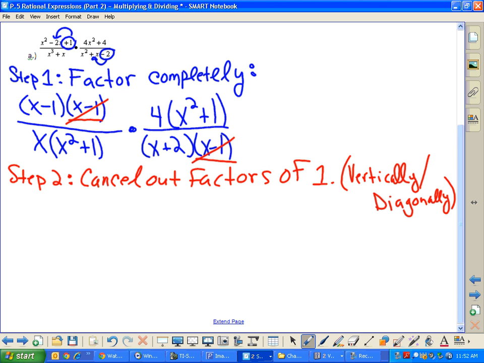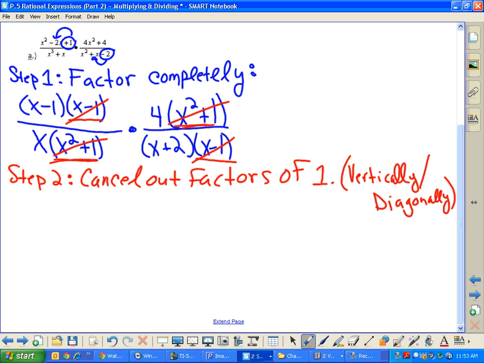In the second diagonal, I'm comparing the second numerator with the first denominator. And as I look at it, there's an x squared plus 1 here and an x squared plus 1 here. So I can cancel those out as well. Again, eventually they would be over each other when I multiplied, so we might as well reduce them out now. And that's basically step 2. You just cancel out your factors of 1.